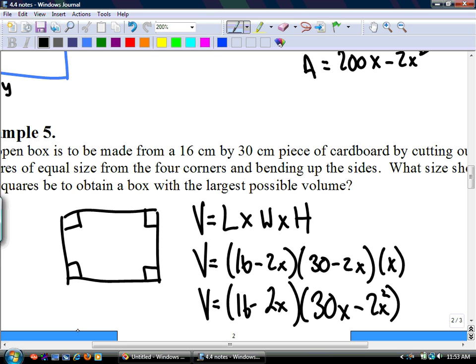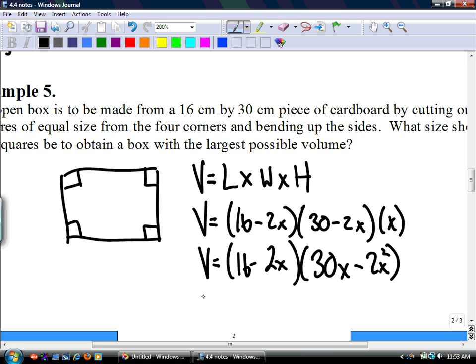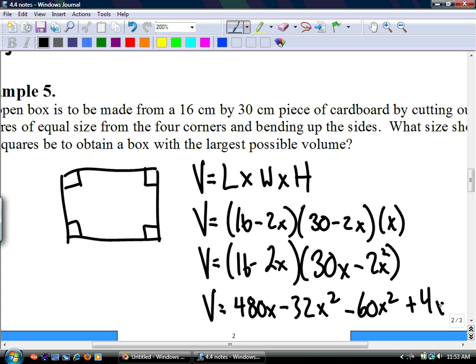And then we multiply it out. 16 times 30, I don't know. Is that 480? What is 16 times 30? 480? 16 times 2 is minus 32x squared. 2 times 30 is minus 60x squared. And then plus 4x cubed.